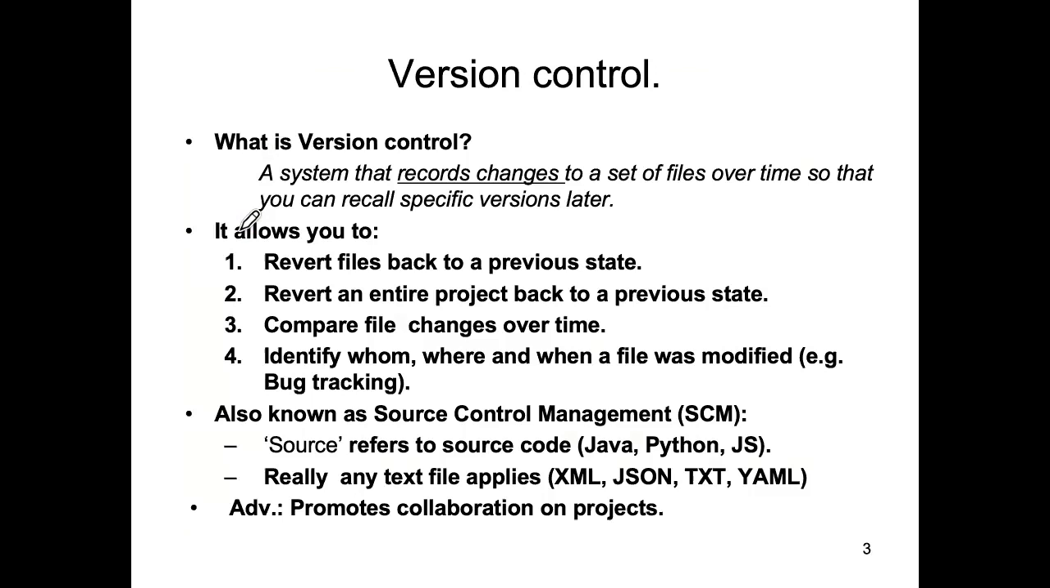What is version control? I'm saying it's a system that records changes made to a set of files over time so that you can recall earlier versions. Essentially, it keeps a log of all of the changes that have happened to a set of files within a project. By the way, it doesn't have to be a source control project. It can be any folder, essentially, that contains subfolders and files within them. They can also be subject to Git control or version control.